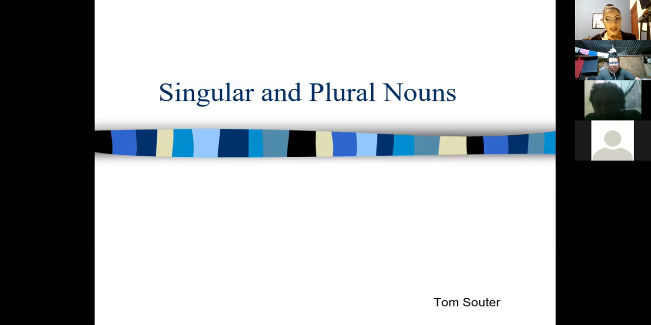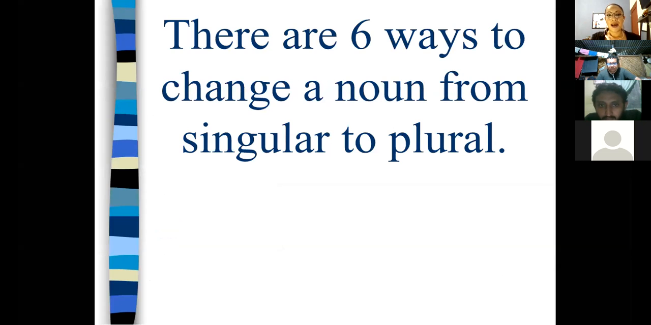To make plural nouns, we said that sometimes we just add S to the noun and it's plural, but it's not always as easy. So there are some ways, six ways to change a noun from singular to plural. So there are basically six things that you need to know. Let's go with the first one.